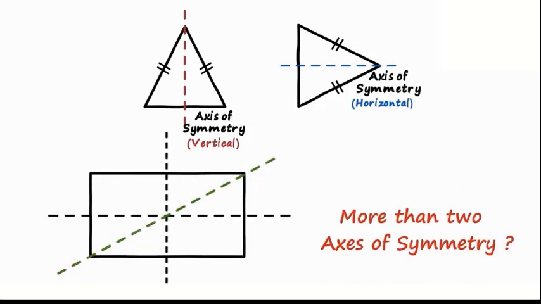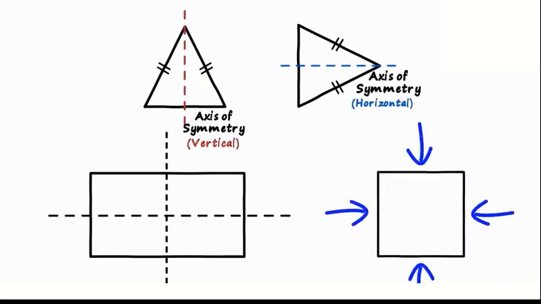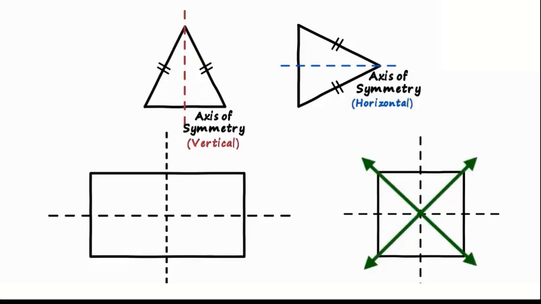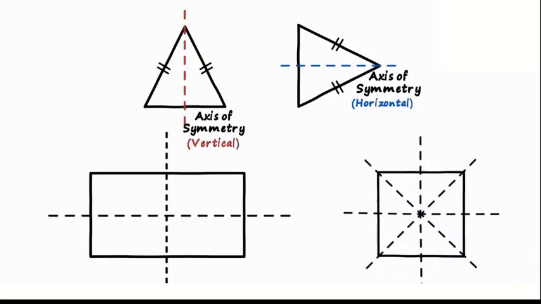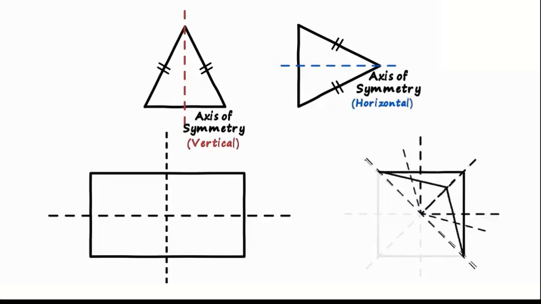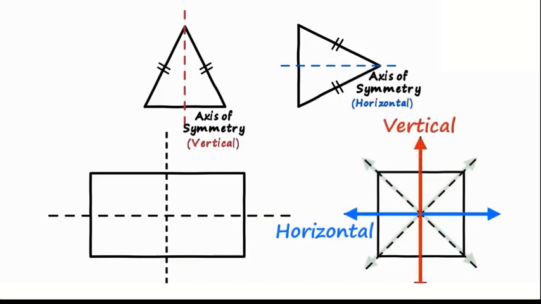Can a figure have more than 2 axes of symmetry? Yes. The square. All the sides are equal and all 4 angles are right angles. It has horizontal and vertical axes of symmetry like the rectangle. But in the square, the diagonals are also axes of symmetry. If we fold along this diagonal, the parts match exactly. And for the second diagonal, the parts overlap exactly. So a square has 4 axes of symmetry: horizontal, vertical, and 2 diagonals.